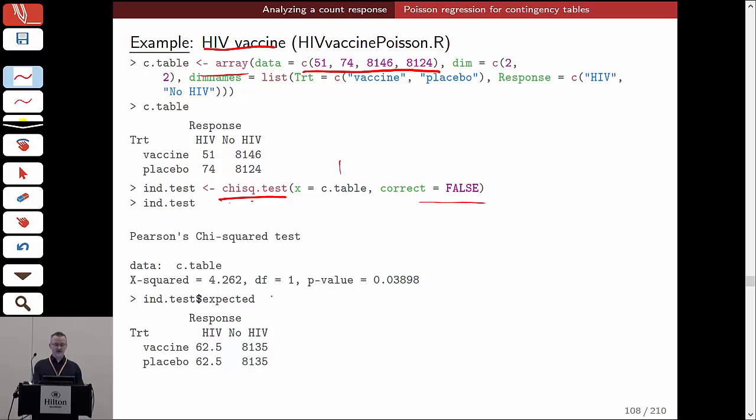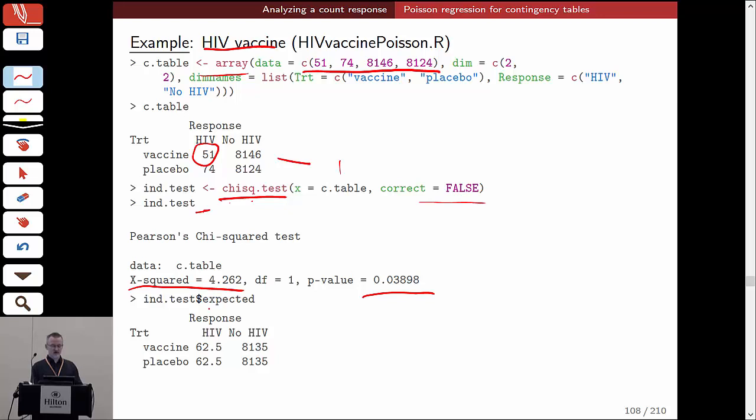Once you've run the chi-square test and print out the result, it gives you this. We find the X-squared statistic is 4.2. The p-value is 0.038. And so if you're using a 0.05 significance level, we would declare that there is a significant result here. That is, the two variables, response and treatment, are not independent of each other. They do not have the same distributions, or, in other words, the probability of HIV within the vaccine row is not the same as the probability of HIV within the placebo row. And that's exactly the conclusion that Chris came to earlier when he was looking at confidence intervals for odds ratios.